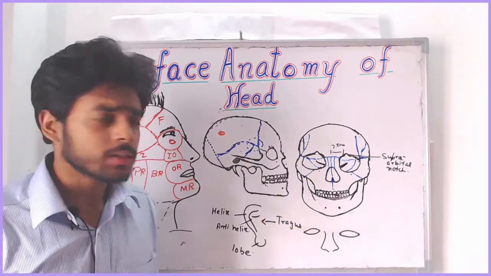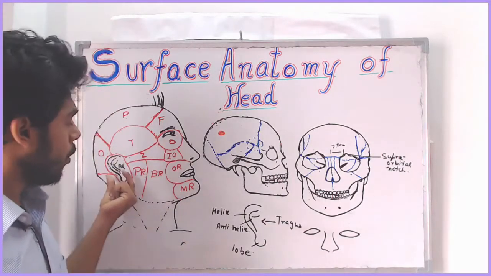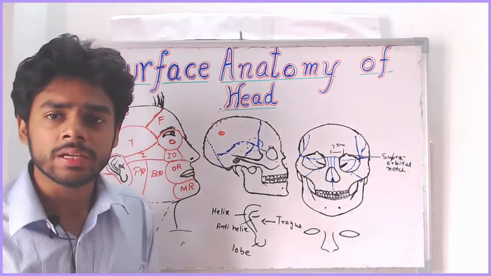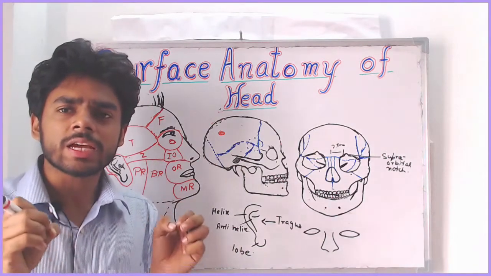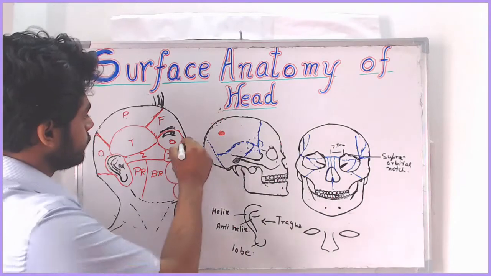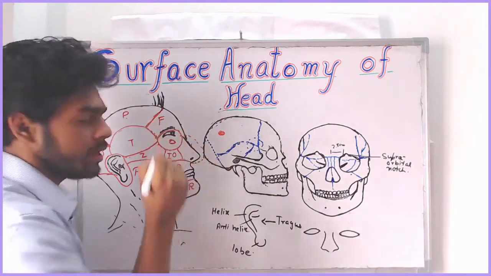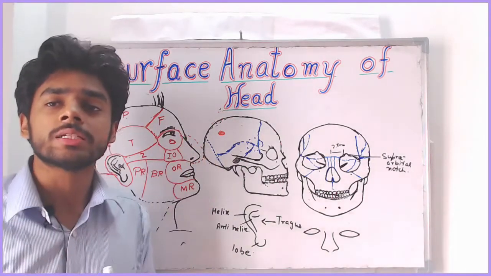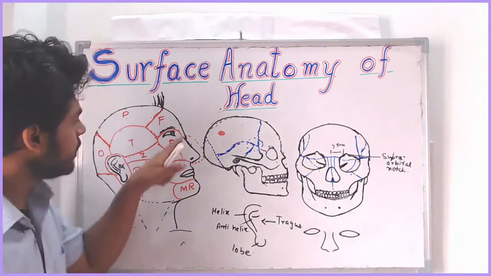After that, we completed the orbital region and the auricular region. Then we have the nasal region. The main feature in this nasal region is the external nose. This is the nasal region, and the most important feature is the external nose, which is inferior to the glabella.